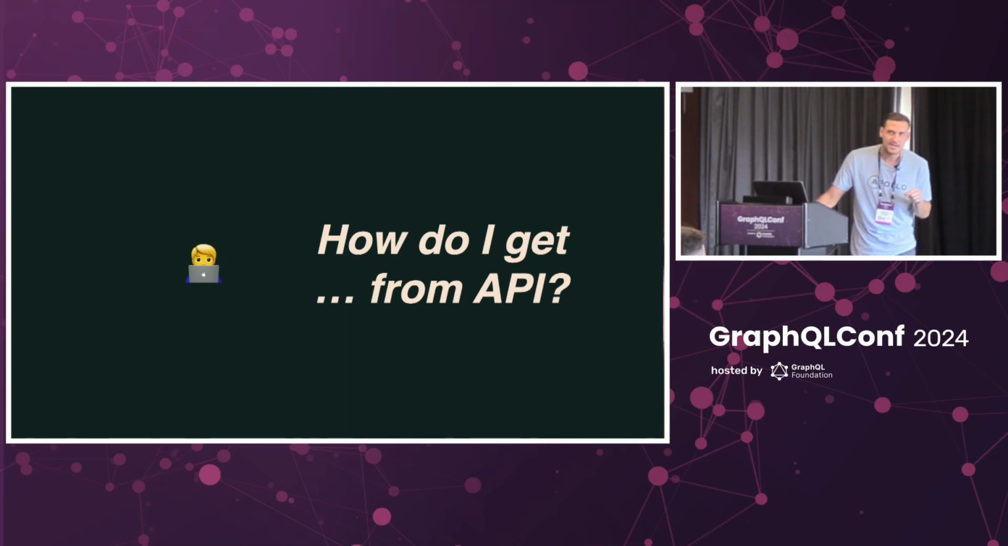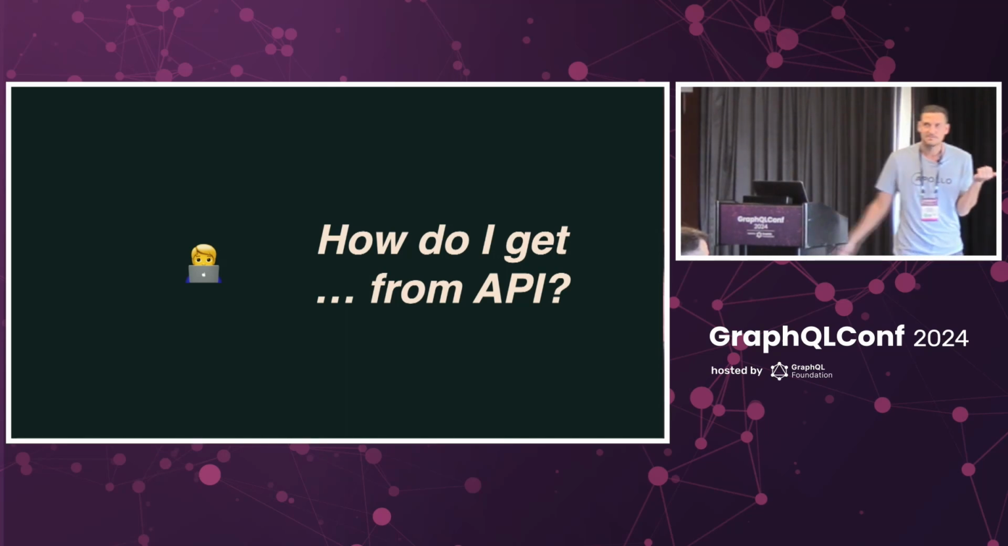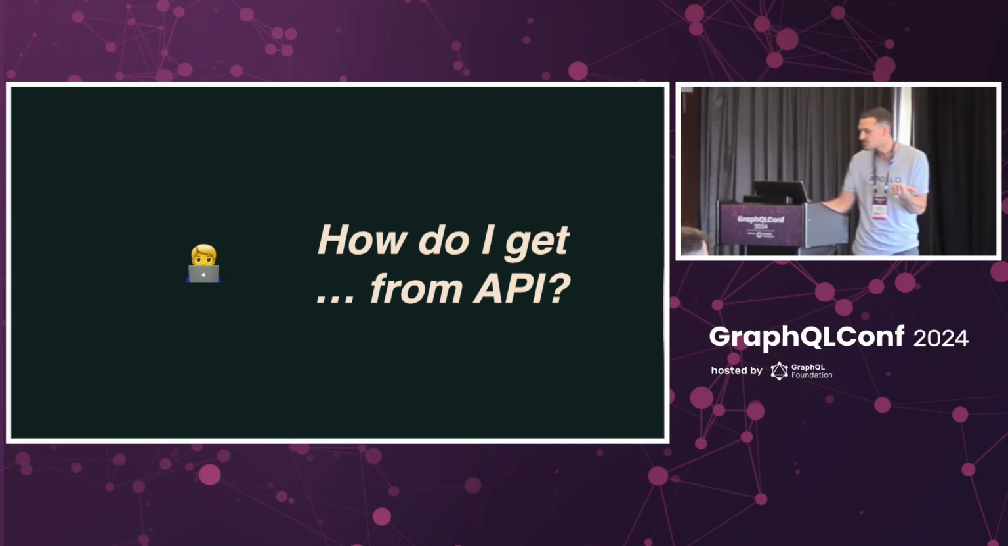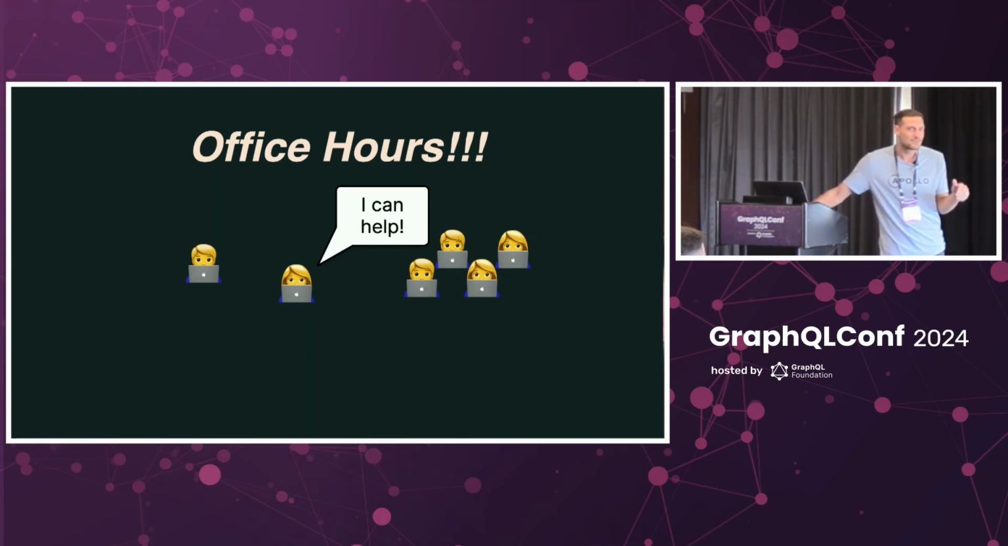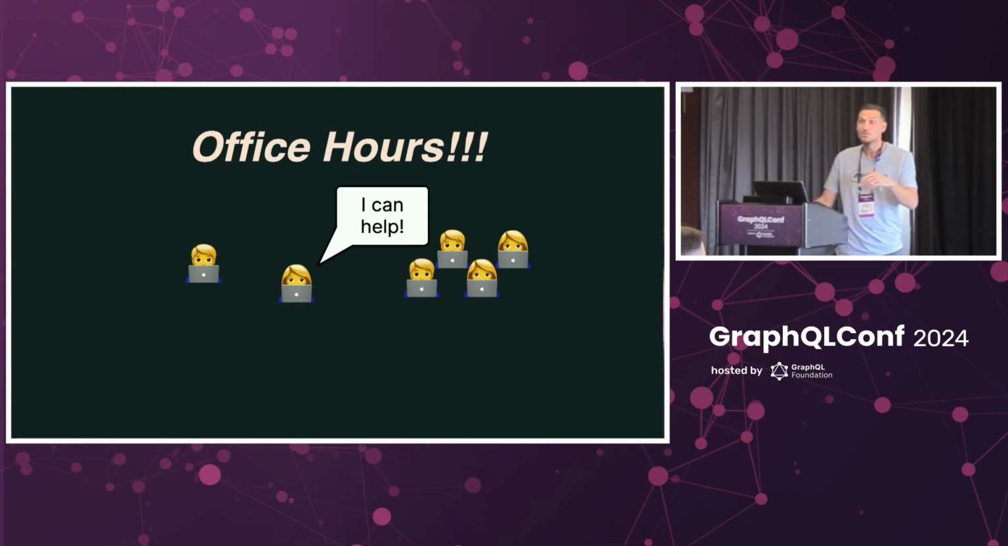What's the number one question they come and ask? Hey, how do I get this from the API? Because I'm trying to build this feature thing, and I need to get that data for that feature thing, right? That makes a ton of sense. So what do we do? We make some office hours. All right, so our platform team then creates some office hours where we can answer those questions and everything.